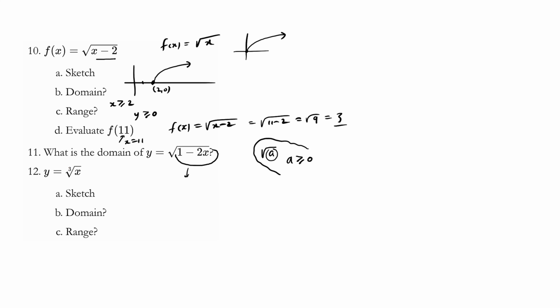So therefore, 1 minus 2x, this is your A value, must be greater than or equal to 0. Using basic algebra, we throw this over to the right. So 2x is less than or equal to 1. Divide both sides by 2. We have x is less than or equal to 1/2.